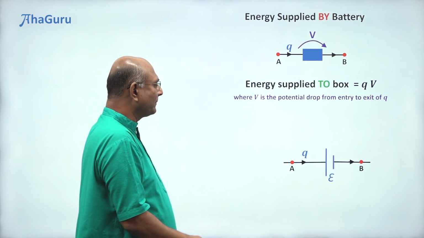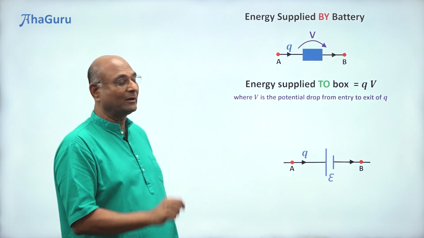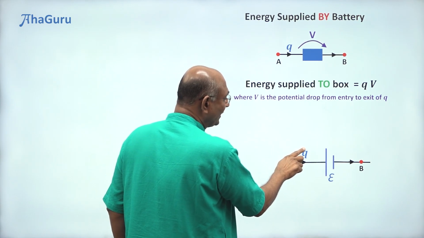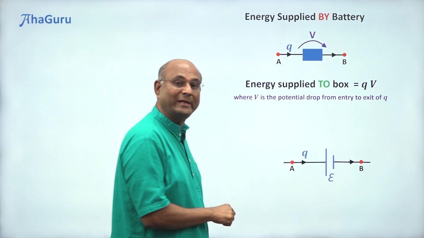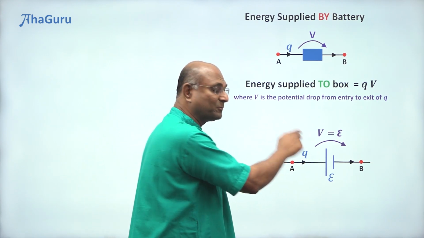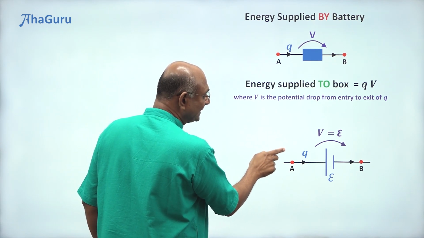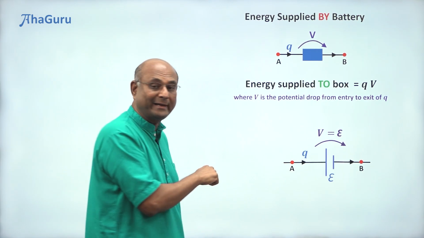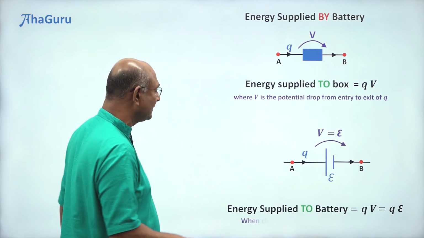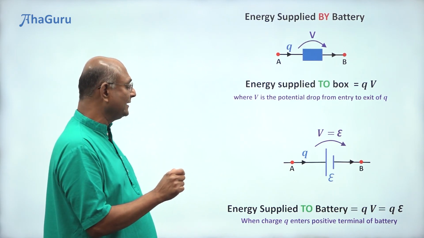So let us now look at a battery and let us look at this charge entering the positive terminal of this battery. This battery has EMF E. So if I look at the potential drop from the entry to the exit, it will be equal to the EMF. From the big side to the small side, the potential drop is equal to the EMF. So how much is the energy supplied to the battery? Well, it is Q times the potential drop, so it will be Q times E. So the energy supplied to the battery is Q times E.